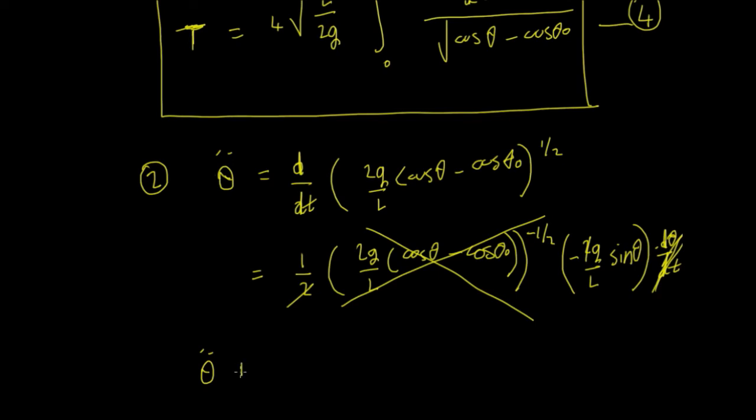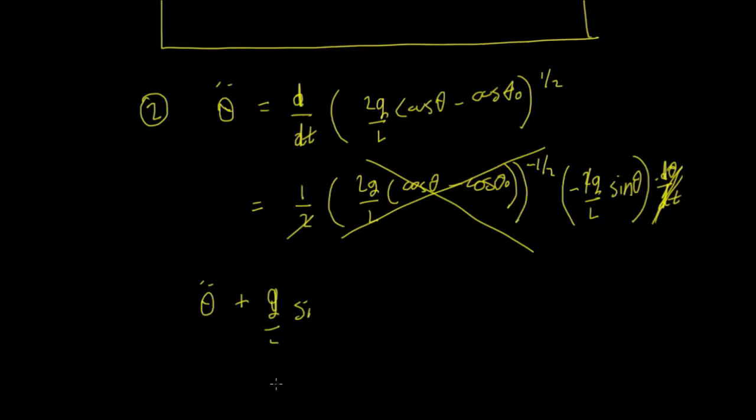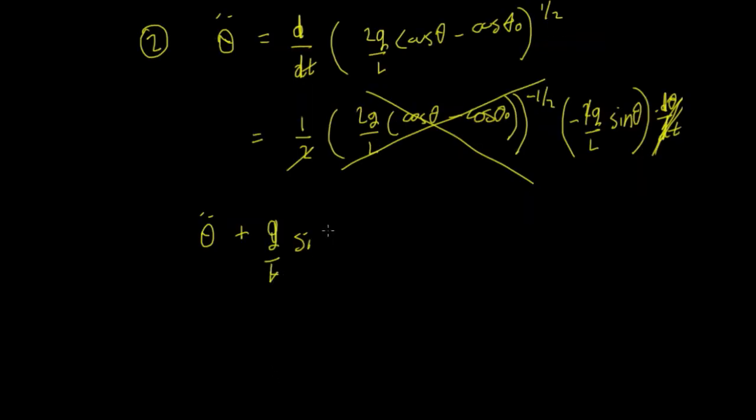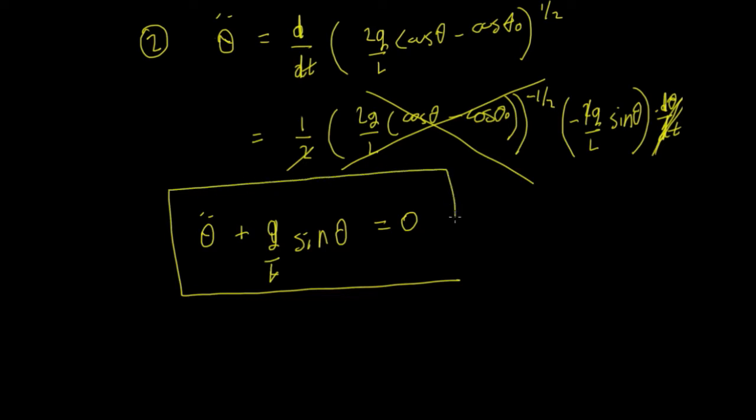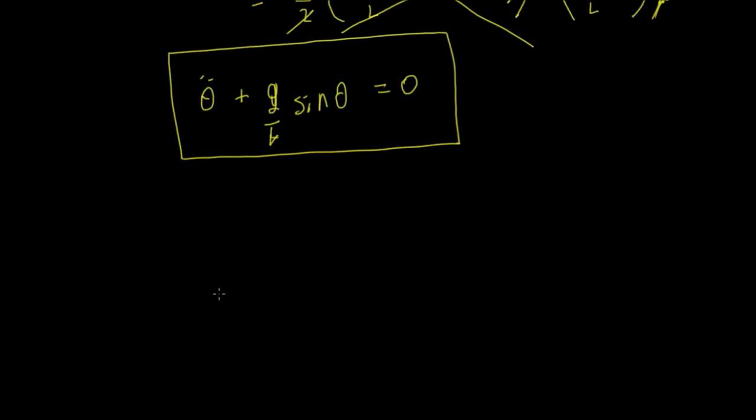So theta double dot plus g upon L sine theta equals 0. That's the general differential equation for a simple pendulum. Now what we're going to do is simplify that in terms of a small angle.